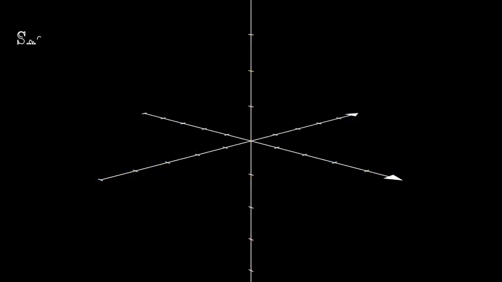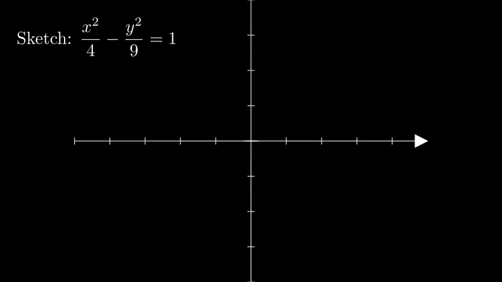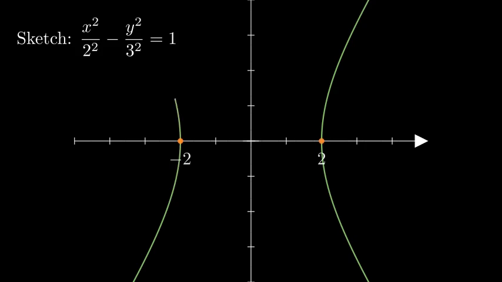Let's make this concrete with an example. Suppose we need to sketch the surface given by x squared over 4 minus y squared over 9 equals 1. First, we look at the xy plane. Here, a squared is 4, so a is 2, and b squared is 9, so b is 3. This gives us a hyperbola that crosses the x-axis at +2 and -2.